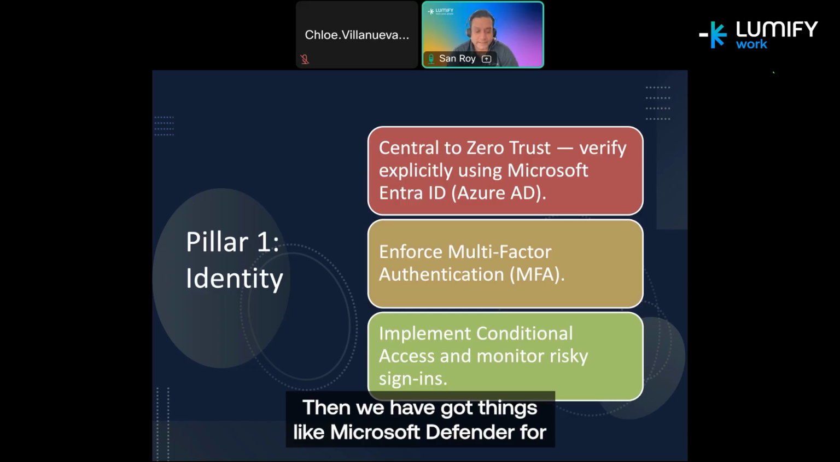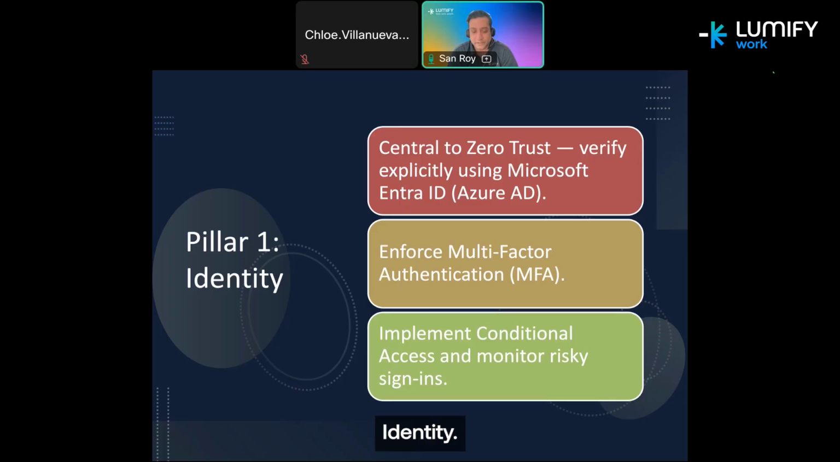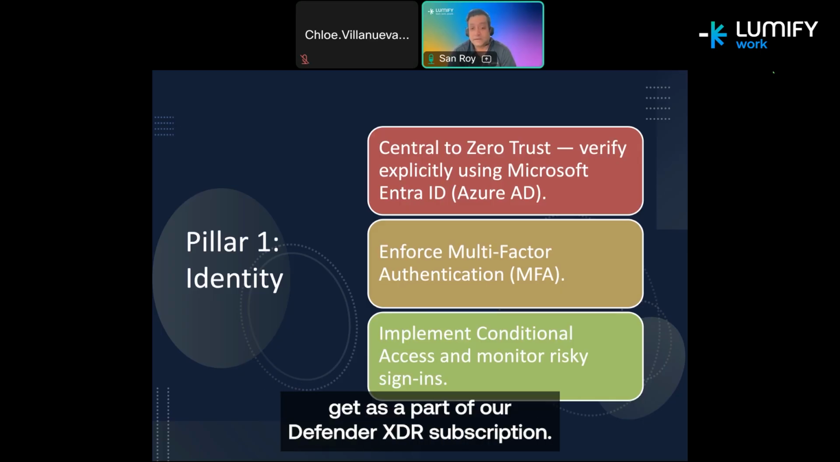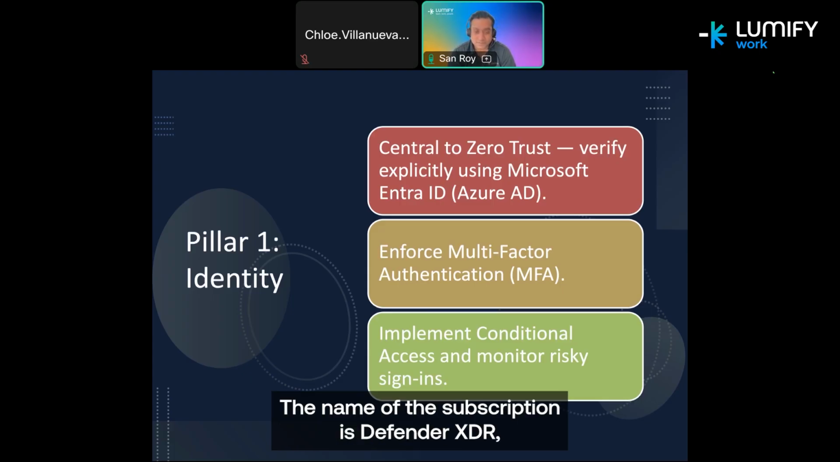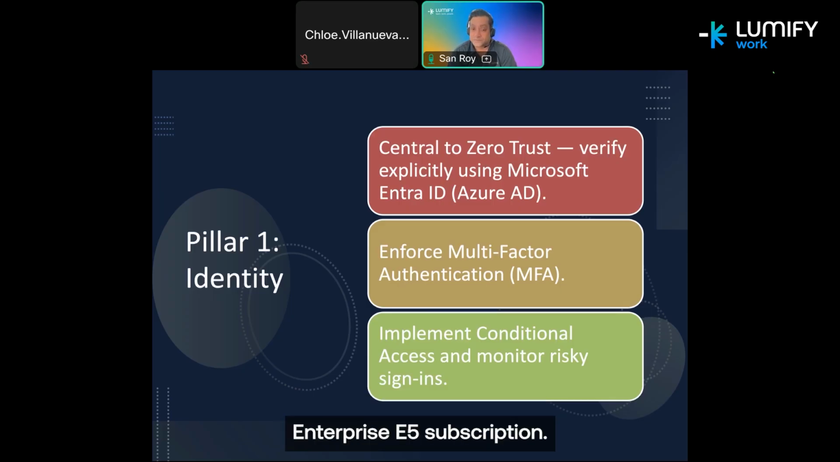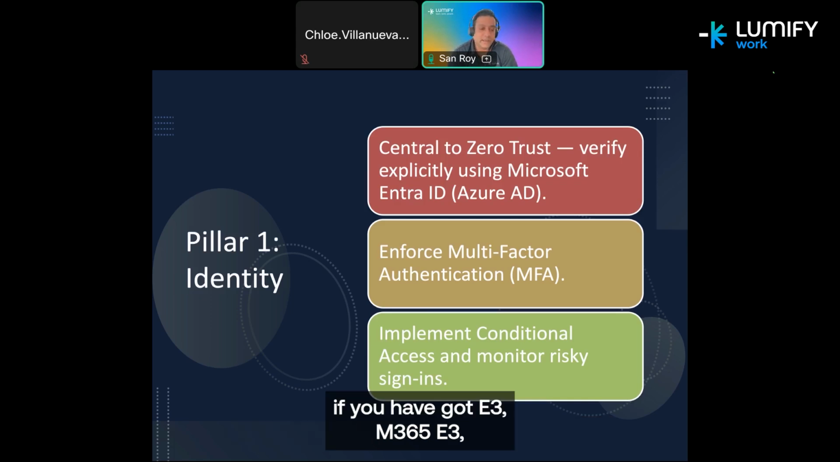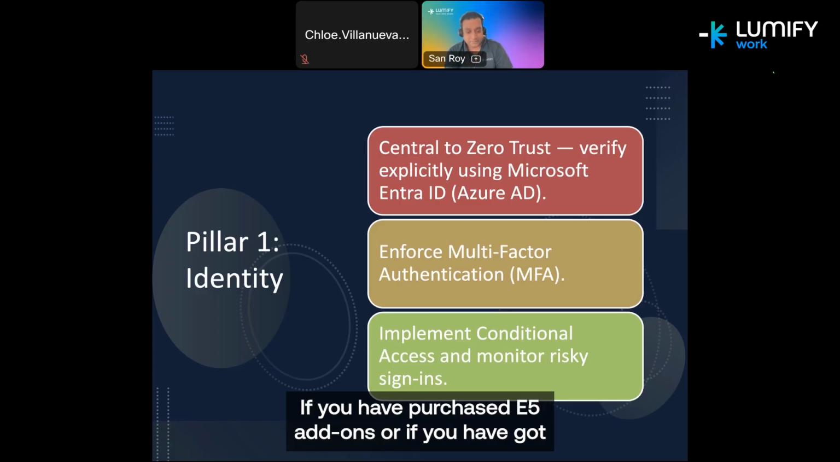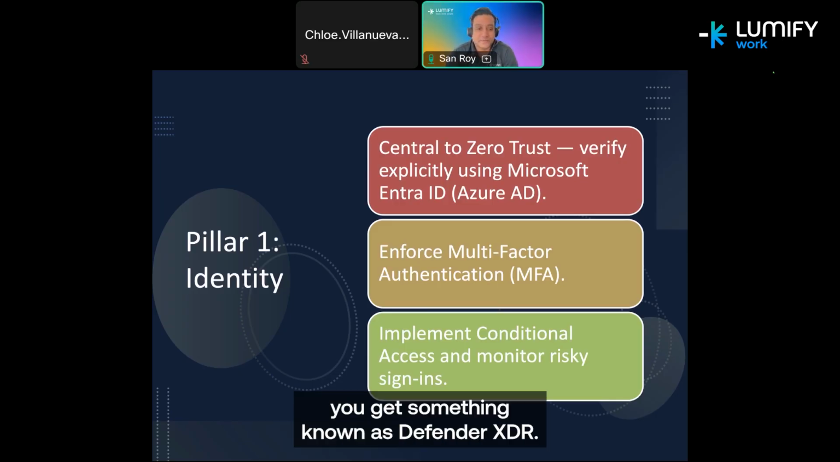Then we have things like Microsoft Defender for Identity. Microsoft Defender for Identity is something which we get as a part of our Defender XDR subscription, which generally comes with the Microsoft 365 Enterprise 5 subscription. If you have M365 E3, then you can purchase the E5 security add-ons. If you have purchased the E5 add-ons or if you have M365 E5, you get something known as Defender XDR.